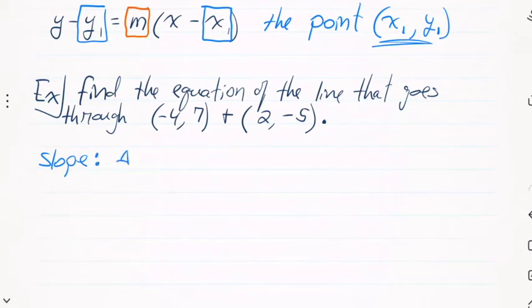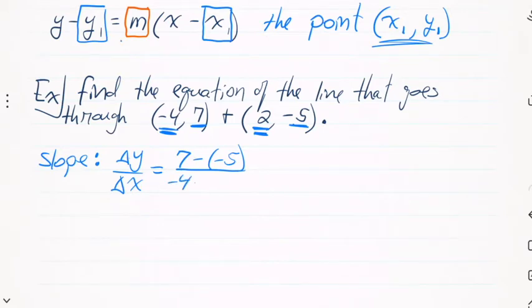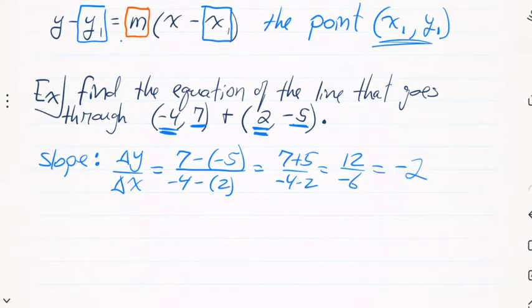So to find the slope, we're going to subtract the y's over the subtraction of the x's. And in order, the y's are 7 and negative 5. So I'm going to subtract 7 and negative 5 over my x values in order. On the bottom are going to be negative 4 and positive 2, but I'm going to subtract them. So the top becomes 7 plus 5. The bottom stays negative 4 minus 2. We get 12 over negative 6, better known as negative 2. So the slope of this line is negative 2.